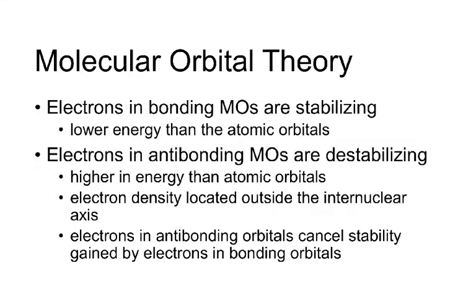In molecular orbital theory, electrons in bonding molecular orbitals are stabilizing. They have lower energy than the atomic orbitals. The ones in antibonding molecular orbitals are destabilizing because they're higher in energy than the atomic orbitals.